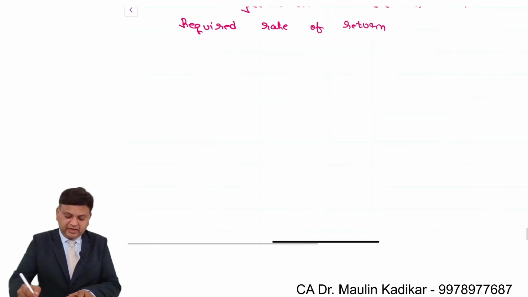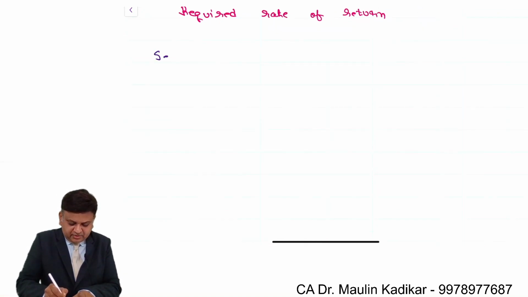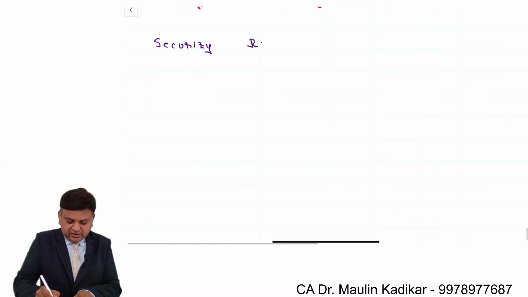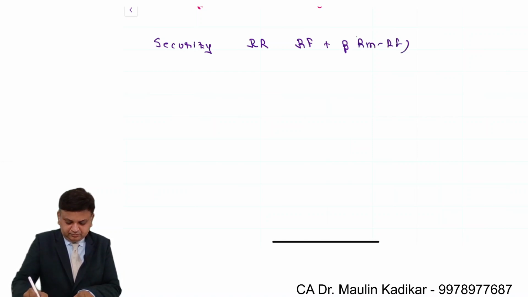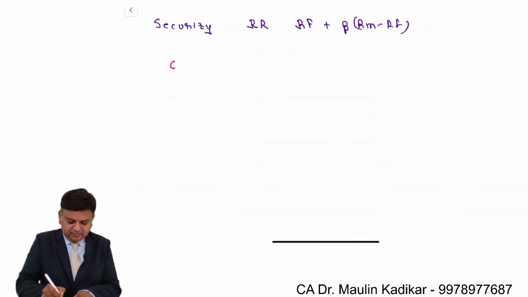Let us see how to calculate the answer. Again, column number 1 is security. Column number 2 will be directly the required rate of return, which will be RF plus beta into (RM minus RF). The first security is cement.